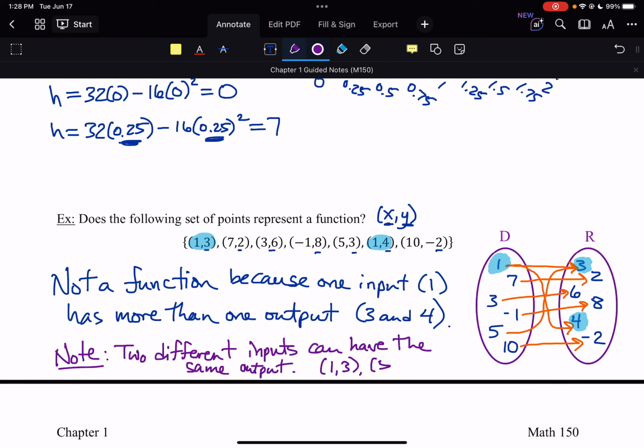So 1, 3 and 5, 3. So that's not really a problem. The problem here is the 0.13 and 1,4.